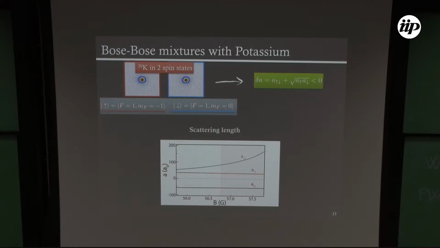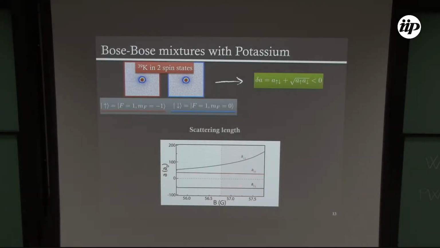So we have 2 that are repulsive for the states up and down, and then we have the interspecies interaction that is attractive. Therefore, I can define my parameter delta A as I show here. Here will be delta A positive, and for here there will be delta A negative. And this is the magnetic window we will use in all the experiments I will show.